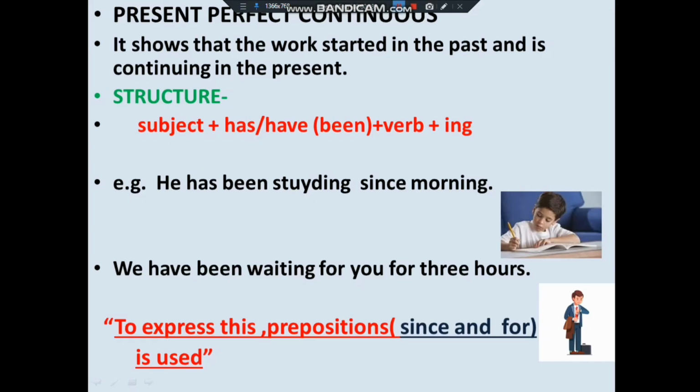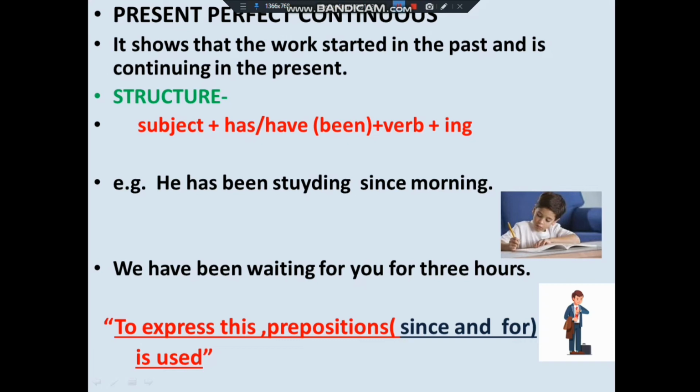Look into present perfect continuous tense. It shows that the work started in the past, meaning the work started earlier and is continuing in the present. Now see the structure. First we write subject, then has been or have been according to the subject. As you know, we write has with all singular subjects and we write have with all plural subjects as well as with I and you, plus verb ing form.